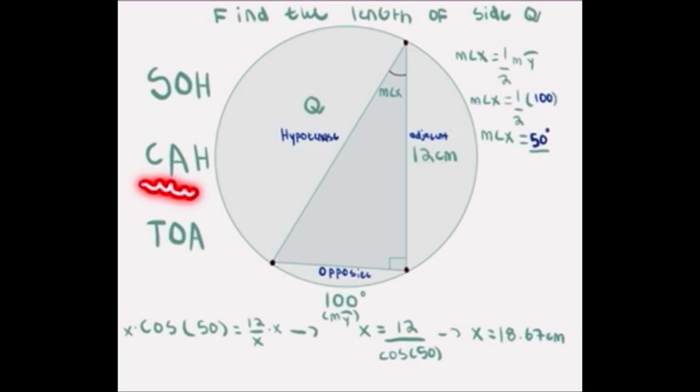Because I know I will be using the trigonometric function of cosine, I can plug that into my equation. So cosine 50 degrees equals the adjacent side over the hypotenuse, which I will represent by x. So 12 over x. I will multiply both sides by x to isolate my 12, and then divide both sides by cosine 50 to isolate my x variable. So now I have x is equal to 12 divided by cosine 50, which simplifies to x is equal to 18.67 centimeters, which is the length of side q.